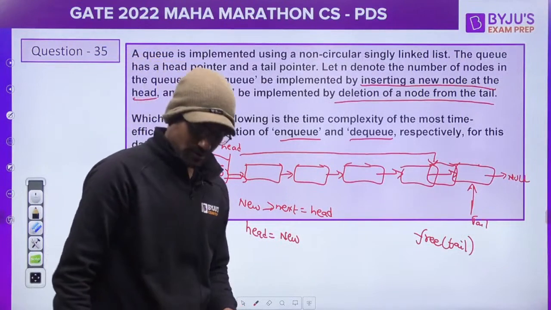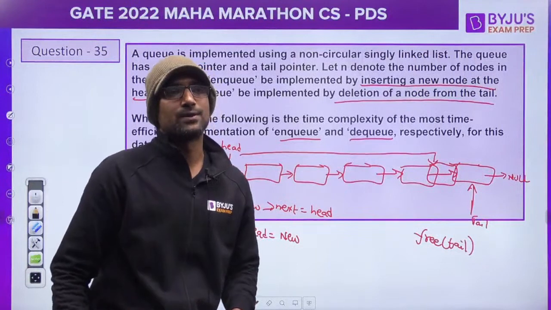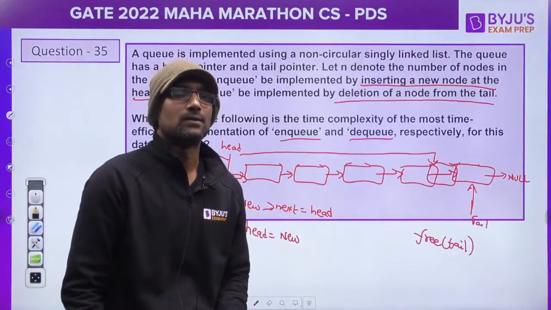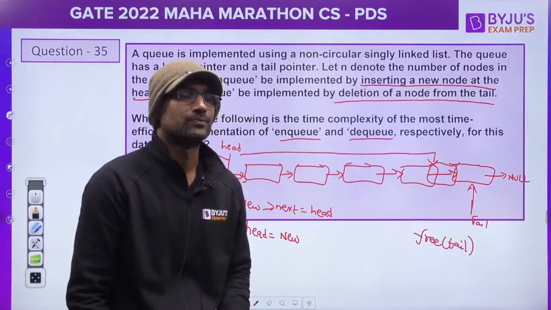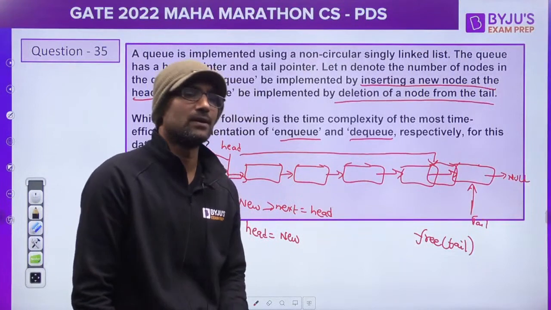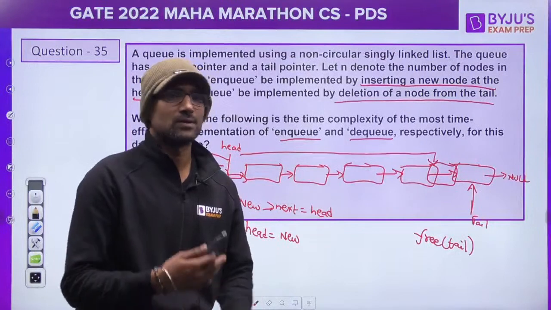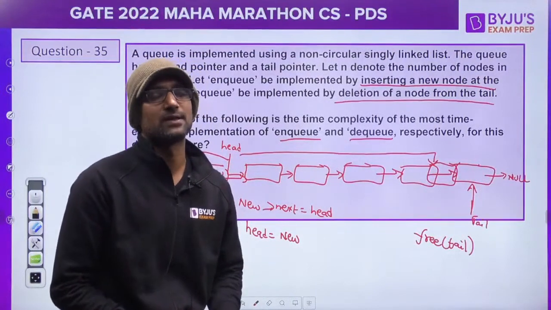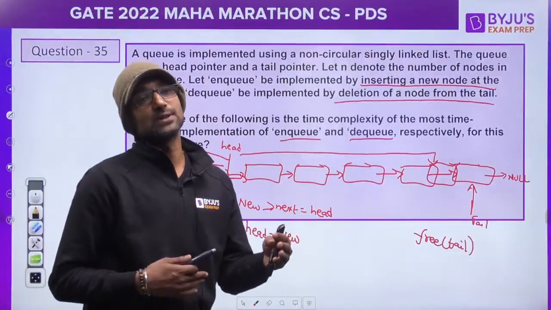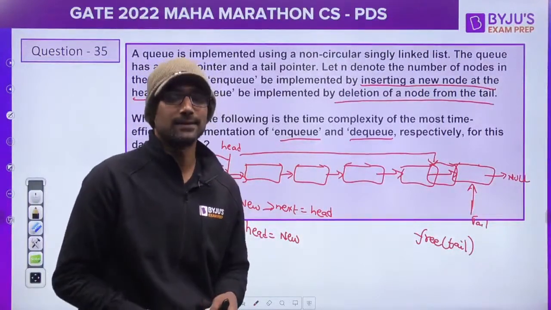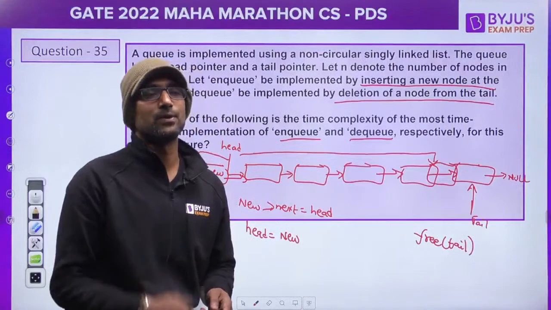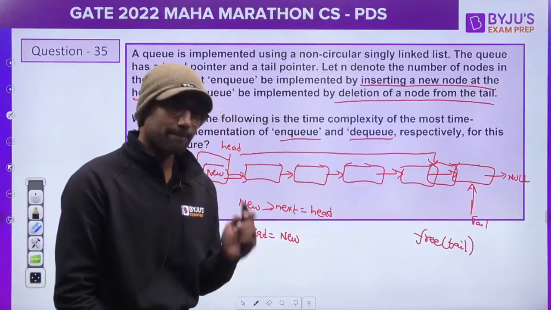Even if you use a circular queue, it is still big O of n for DQ. If you use a DLL, a doubly linked list, then it is big O of 1. Okay.